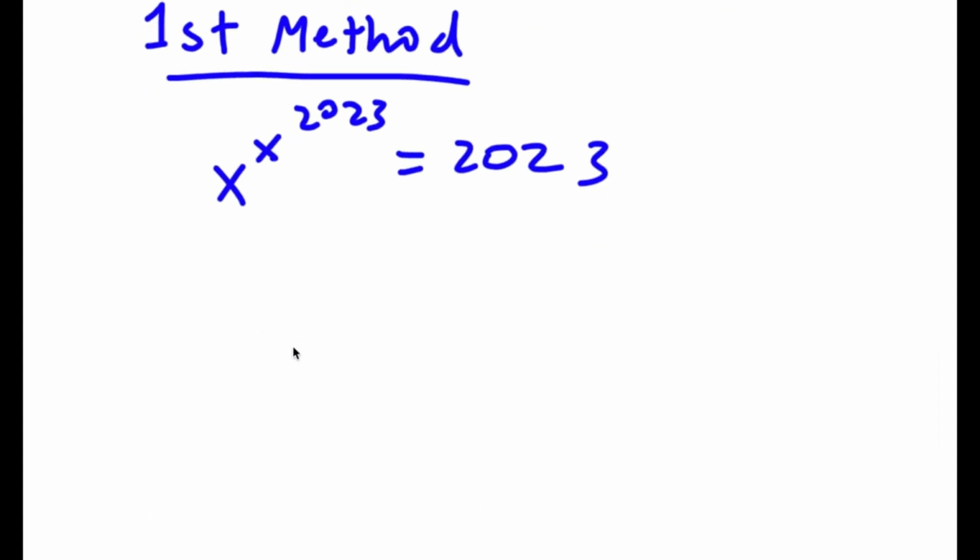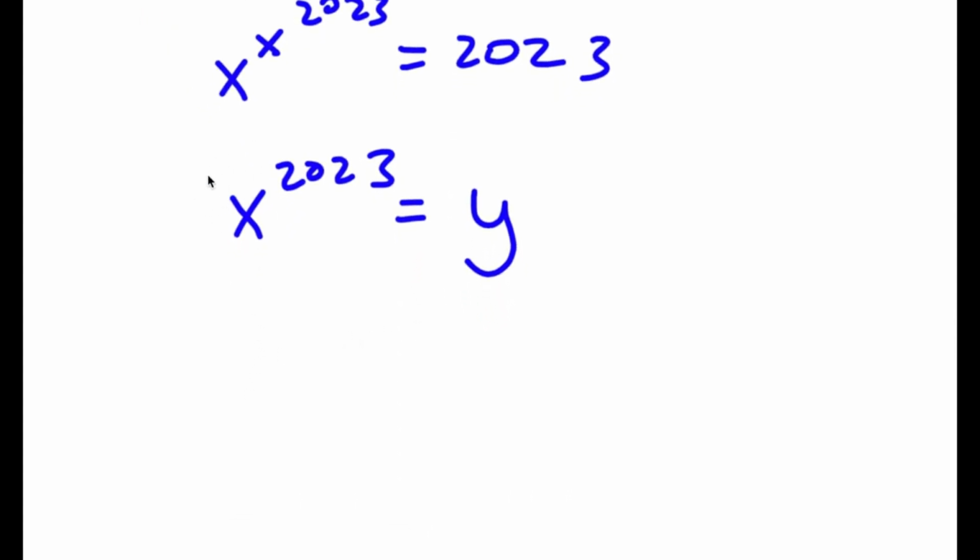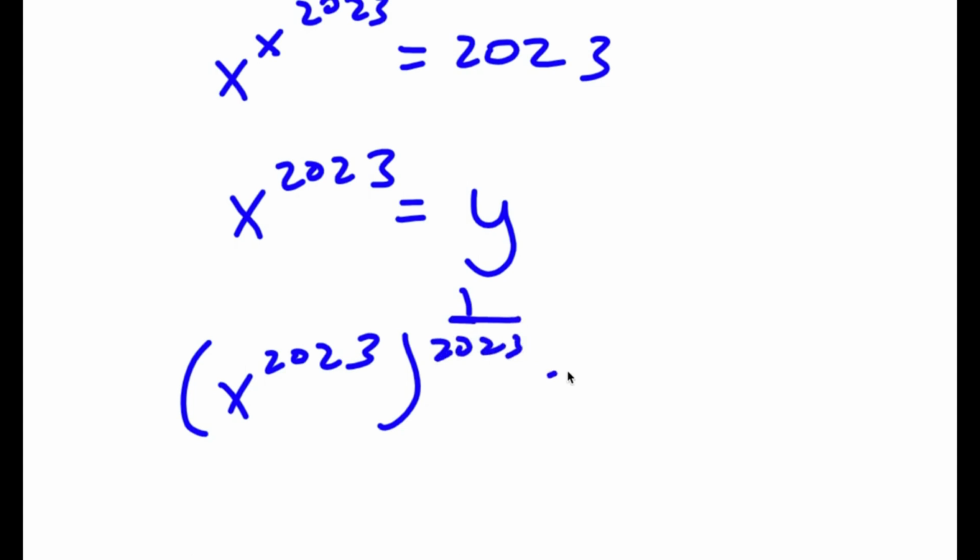Now I'm going to set x to the power of 2023 equal to the variable y. So if this is true, now if I take the power of 1 over 2023 on both sides, I get x to the power 2023 to the power of 1 over 2023 is equal to y to the power of 1 over 2023.